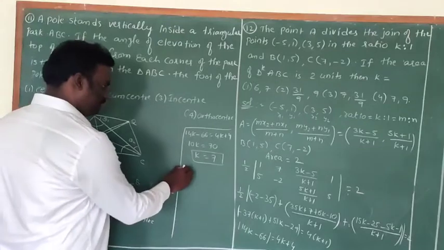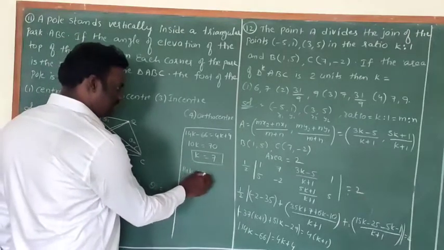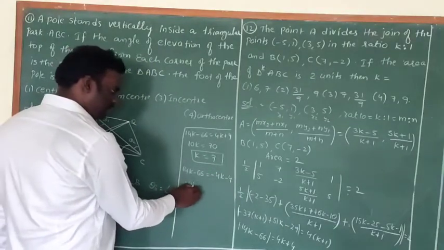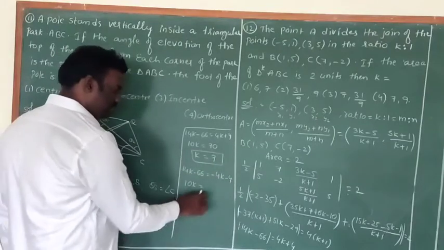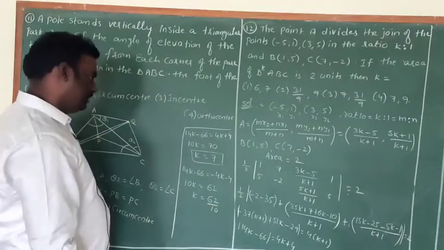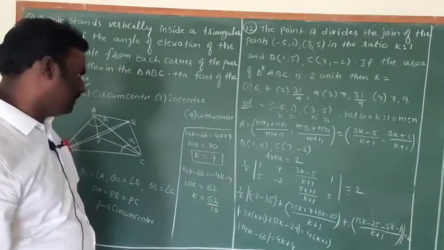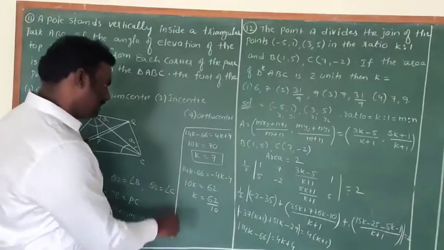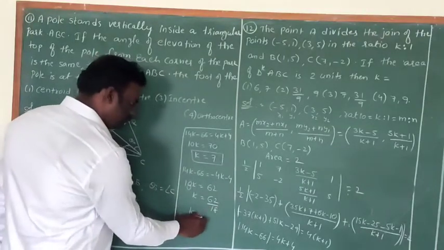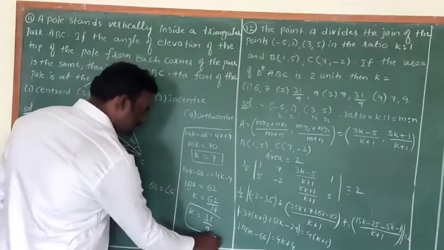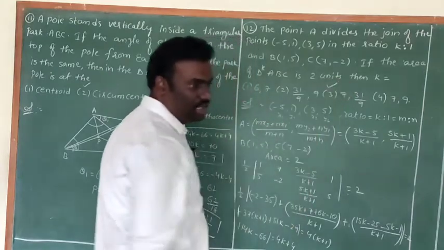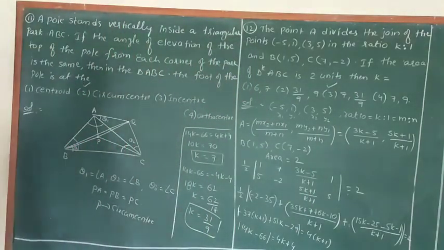Next I am taking minus. 14k minus 66 is equal to minus 4k minus 4. Now 18k equals 66 minus 4, 62. K equals 62 by 18, which is 31 by 9. Now 7 comma 31 by 9. That is nothing but option 3 is the correct answer for this question.